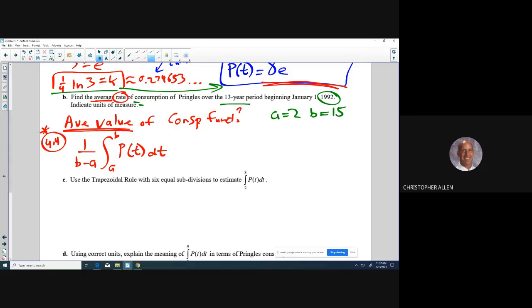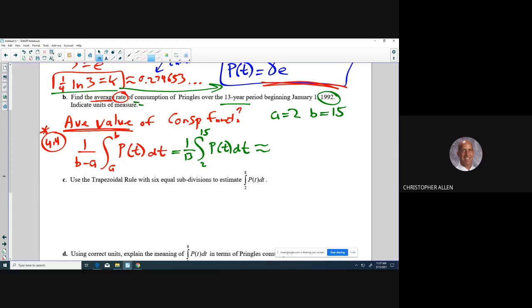So this is what we're going to do. So this is going to be the integral. Oops, don't forget the beginning part. So that's going to be 1/13 from 2 to 15 of our function. And this is all I would write. And now let's practice with our calculators.